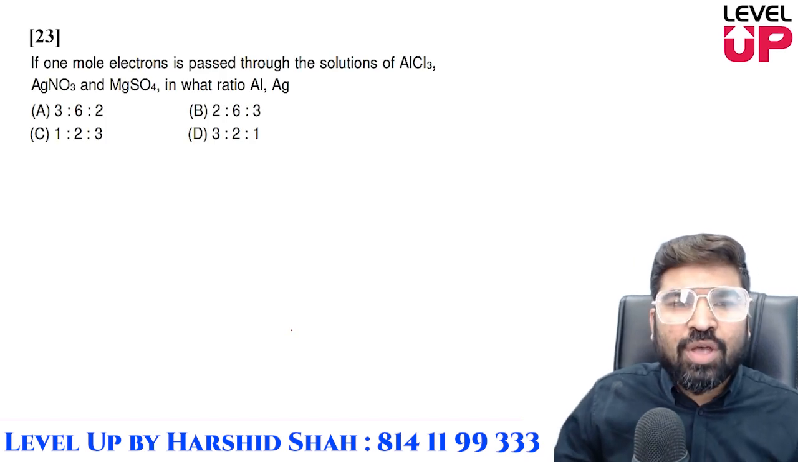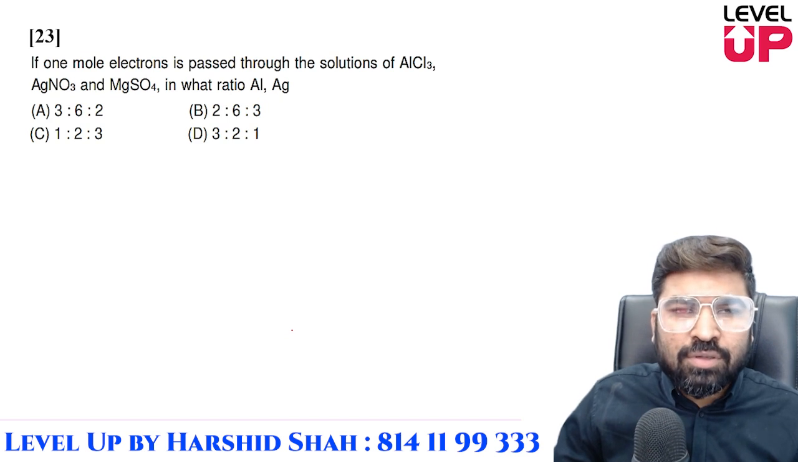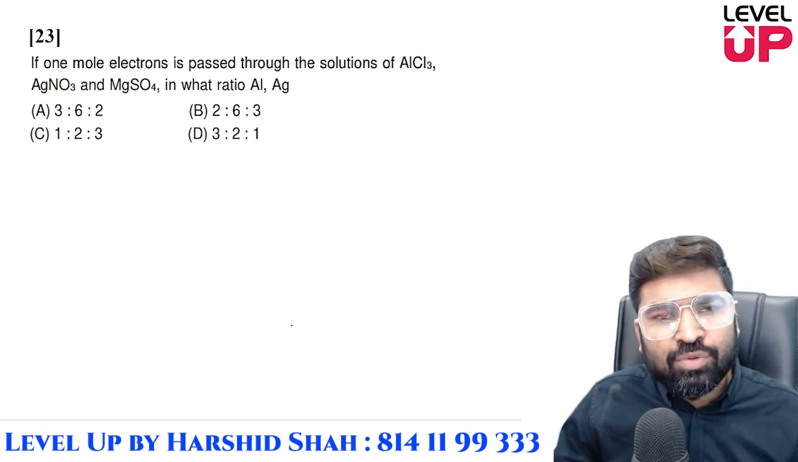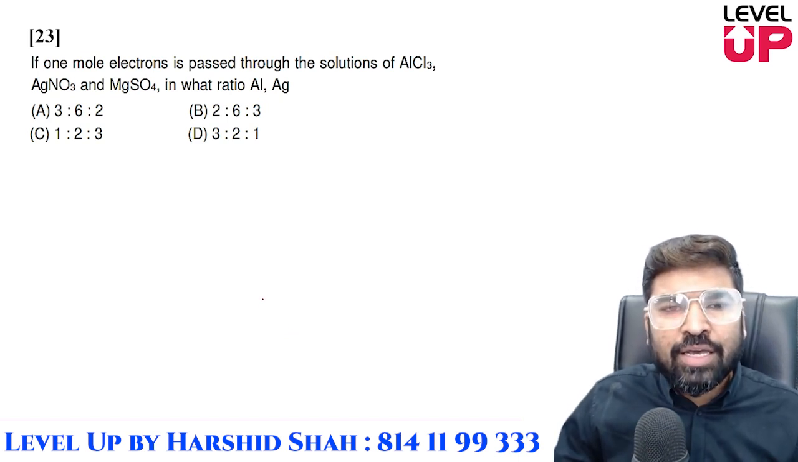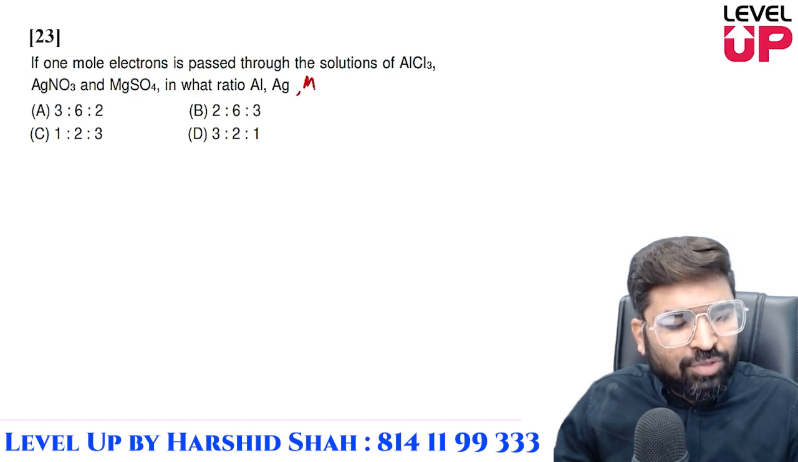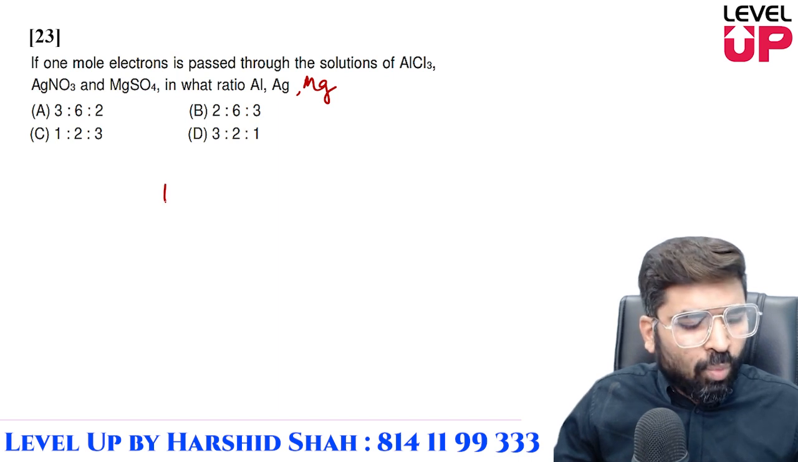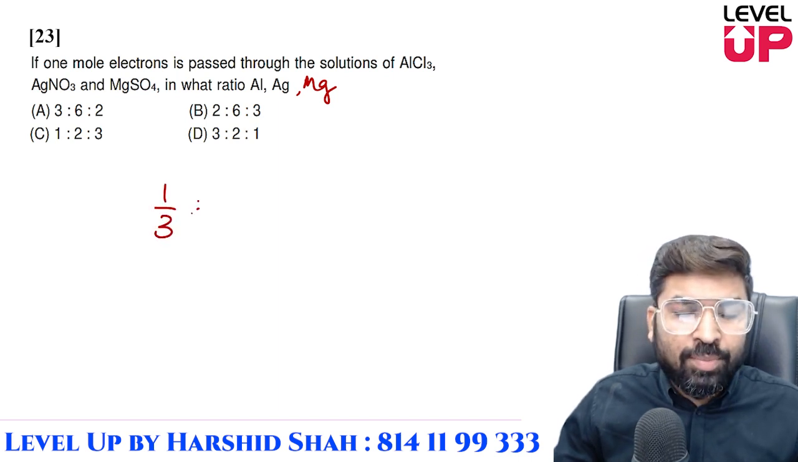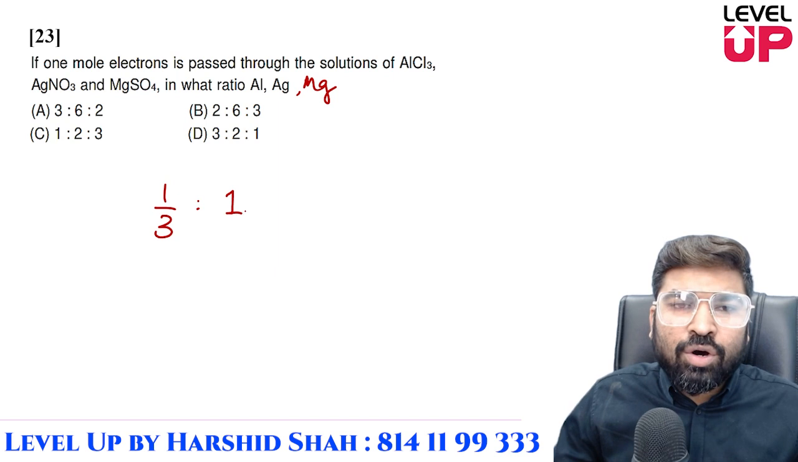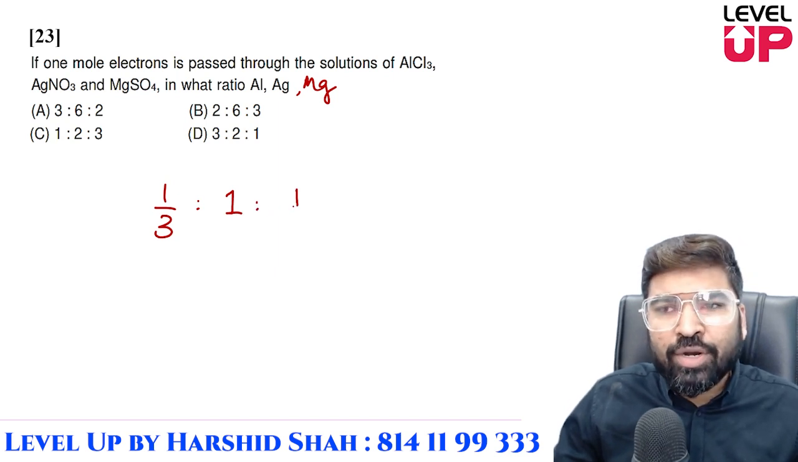The next question: 1 mole of electrons is passed through AlCl3, AgNO3, MgSO4. So what ratio of Al, Ag and definitely Mg would be there? If you pass 1 mole of electrons, you get 1/3 of aluminium, because aluminium is +3. You get 1 of the Ag, because Ag is +1, and for Mg you get what? You get half.